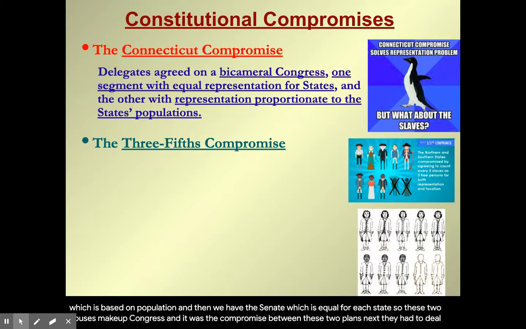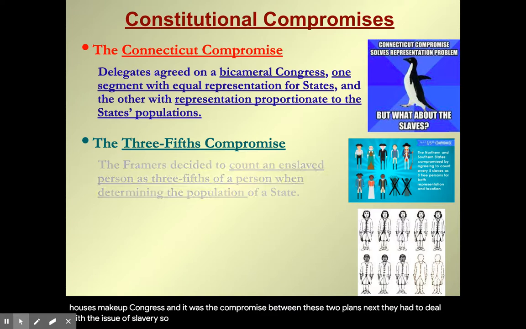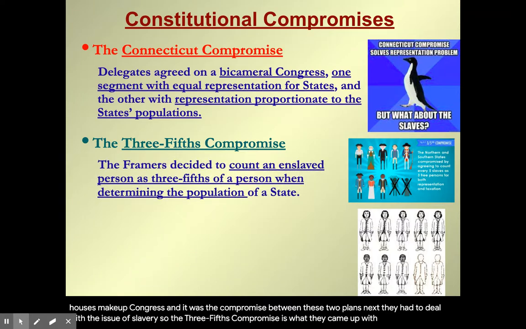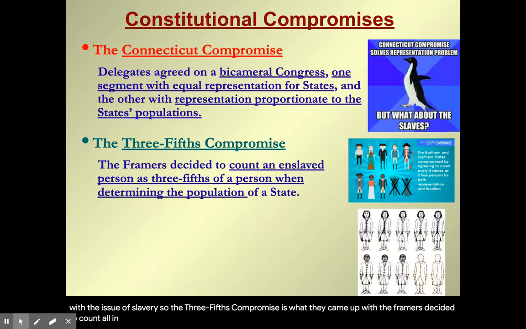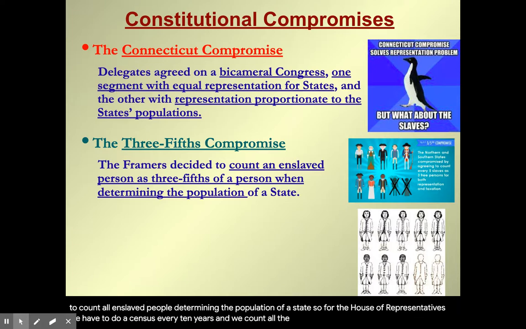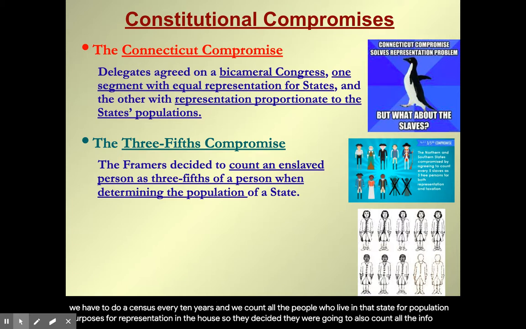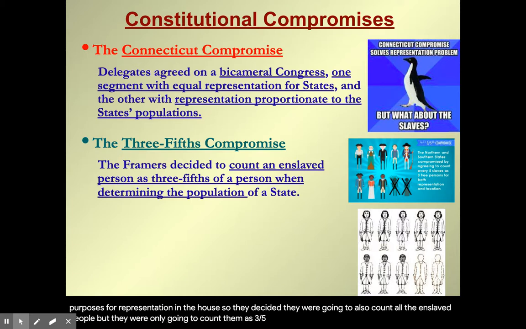Next, they had to deal with the issue of slavery. So the 3/5 compromise is what they came up with. The framers decided to count all enslaved people as 3/5 of a person when it came to determining the population of a state. So for the House of Representatives, we have to do a census every 10 years and we count all the people who live in that state for population purposes for representation in the House. So they decided they were going to also count all the enslaved people, but they were only going to count them as 3/5 of a person. So if they had 500 enslaved people in a given state, they would count it as 300 people.